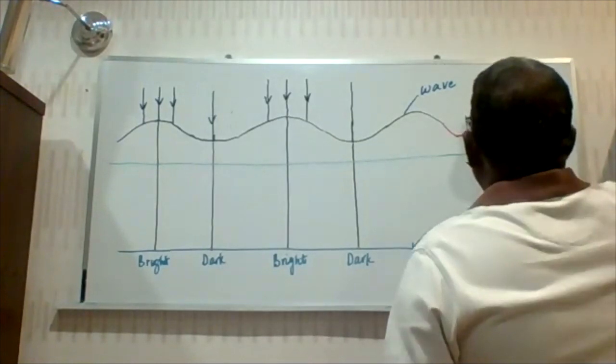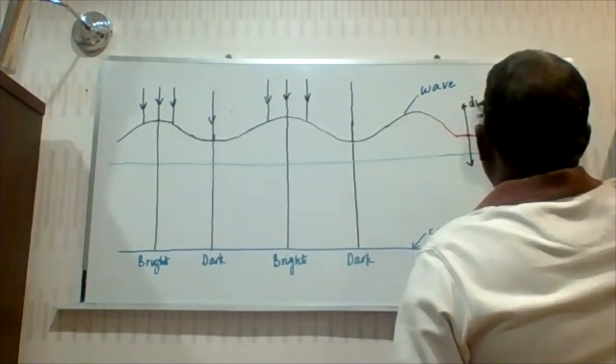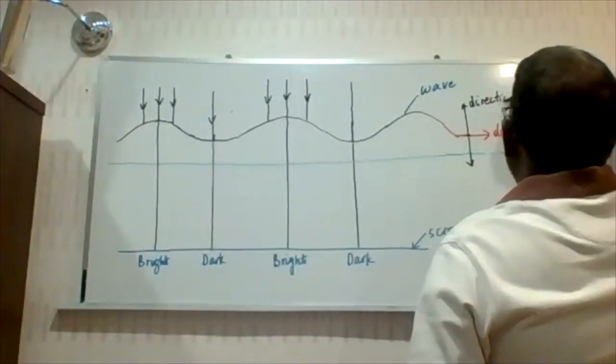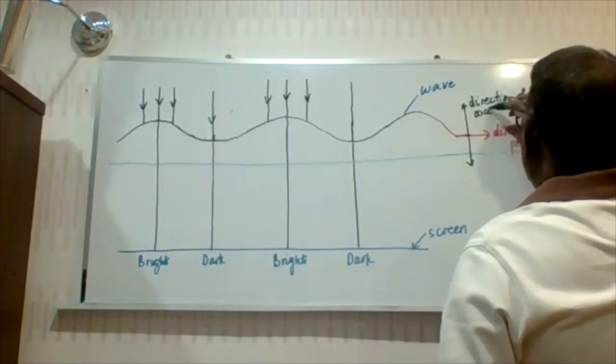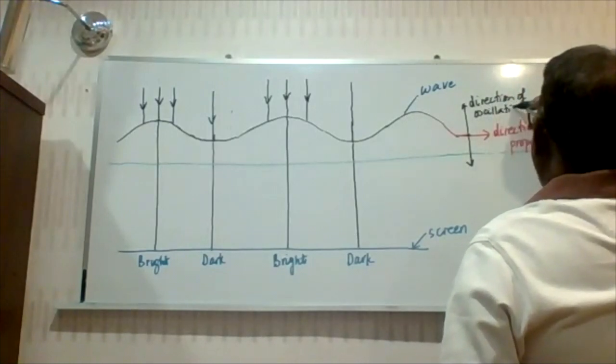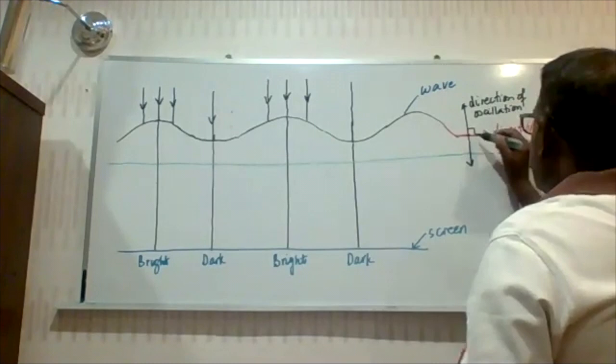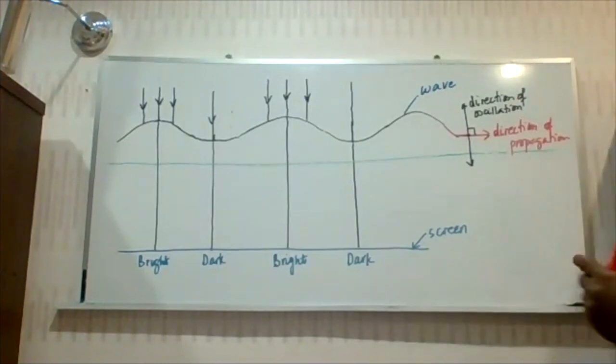That will be the direction of oscillation. So that's the direction of oscillation. Since this is the direction of oscillation or vibration, either one, you can see the orientation is that they are 90 degrees to each other. Therefore, the verdict is transverse wave.